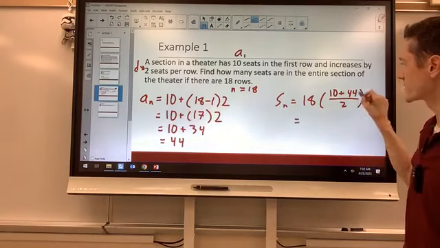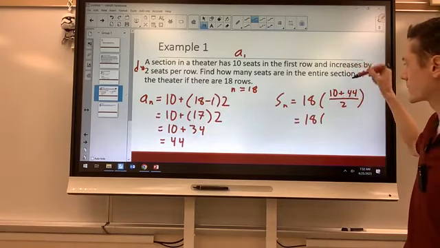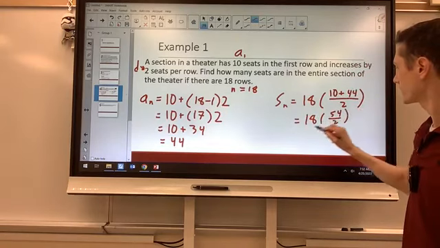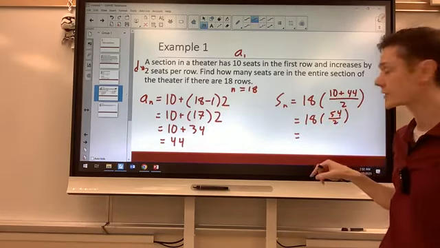Now you could simplify this in several different ways. Probably the first way that would occur to people is to add the numbers on top here first. So now I have 54 over 2. And then it doesn't actually matter which number you divide by 2, so you can do whichever one you find easier in this case.